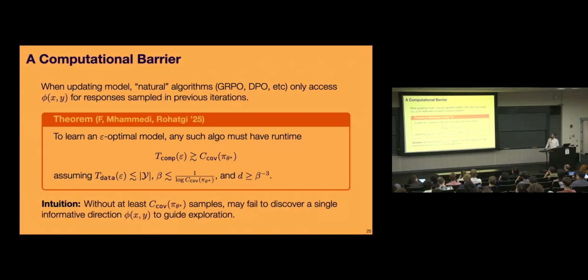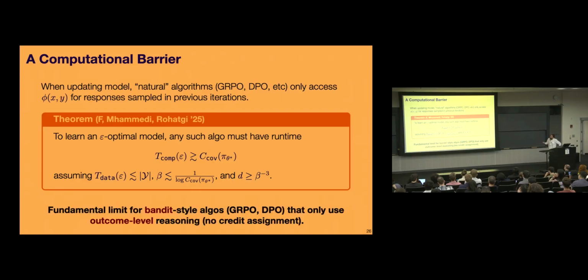And the intuition here is just that, in high dimension, unless the number of responses that you draw from your base model scales with this coverage parameter, you just might fail to discover a single interesting direction in feature space that would help you explore. But are we out of luck? Are we really out of luck? Not exactly. I would say the real interpretation of this is it's a fundamental limit for what you might call bandit style or outcome level algorithms that only care about the final reward of the sequence you generate and don't have an explicit mechanism to break the sequence down into chunks and figure out, if I generated a bad response, where did I go wrong?